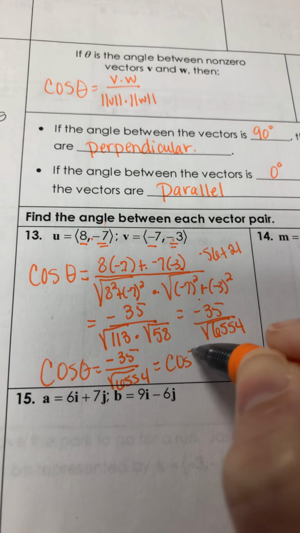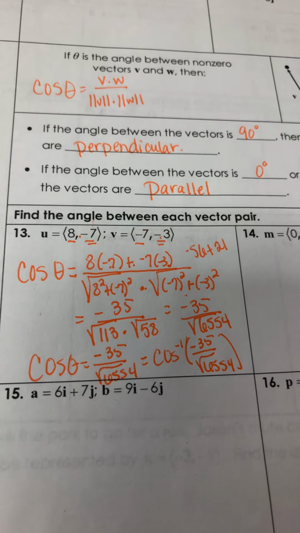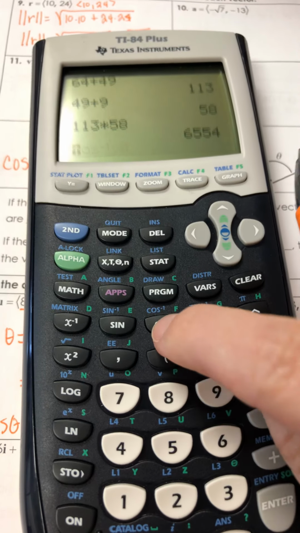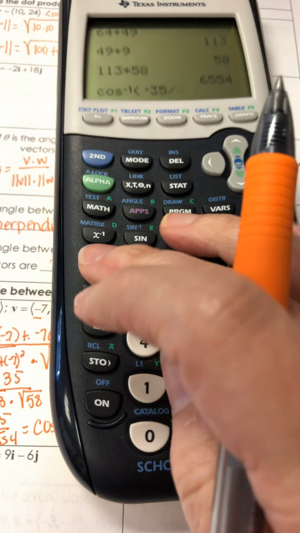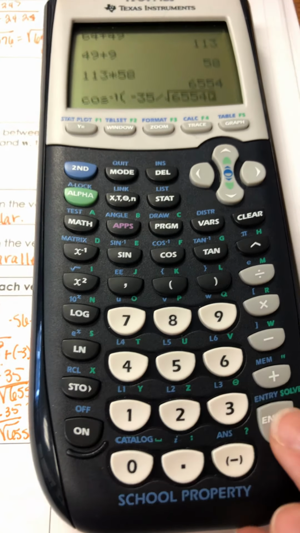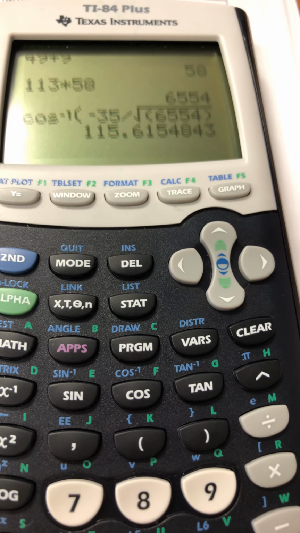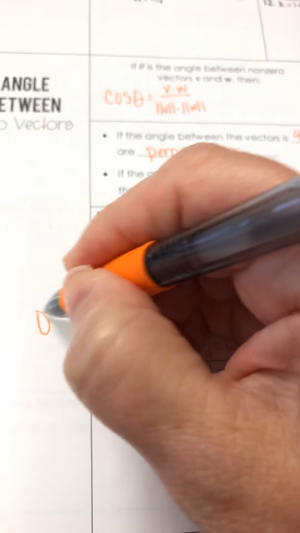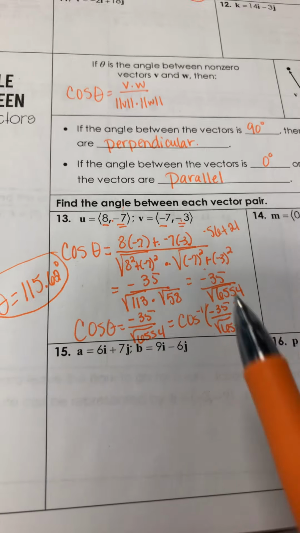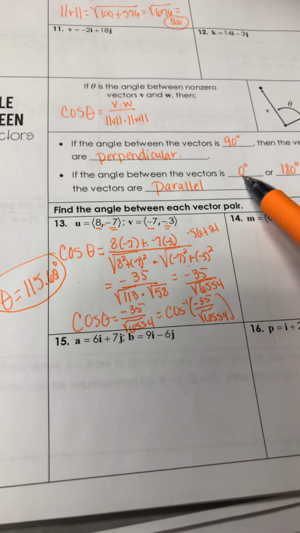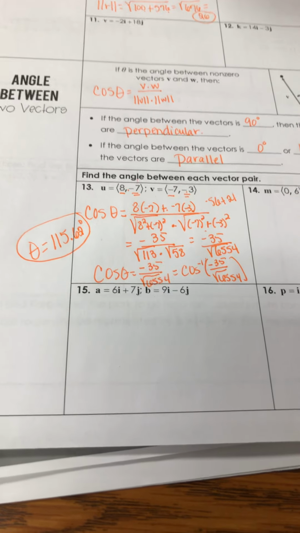So I'm going to find the inverse of this. And that's why I'm not simplifying it, because I can take this and plug it into my calculator. So let's do that. We have second cosine, okay, and we are going to do negative 35 divided by the square root of 6,554. Okay, so that's going to give me 115. Let's do 2 decimal places, 115.62 degrees. So theta is 115.62 degrees. So this is the angle between our vector pair. It doesn't equal 90, it doesn't equal 0 or 180, so we don't have perpendicular or parallel vectors. That's just our angle between vector u and vector v.